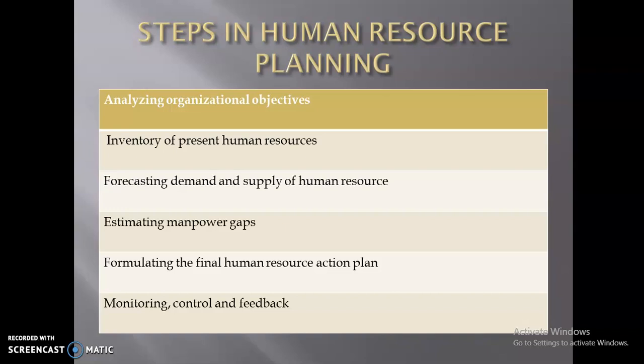Okay. Now, human resource planning is having the right kind of employee at the right place at the right time for the right job. Once I have understood this, the various steps in human resource planning are: first, I need to find out the organizational objectives. Then, the present human resource, or the employees that I have in the organization. Forecasting the demand and supply of human resource: how much do I need? Is there a surplus or a deficit? Estimating the manpower gaps. If I am able to fill it within the organization, very good. If not, what do I do? Formulating the final human resource action plan.